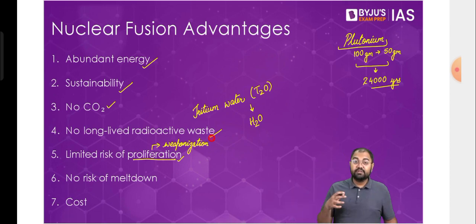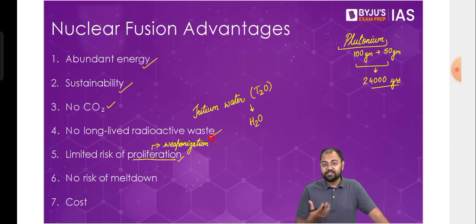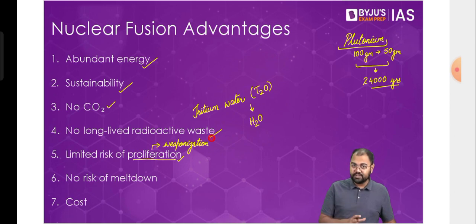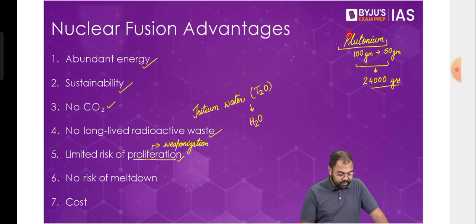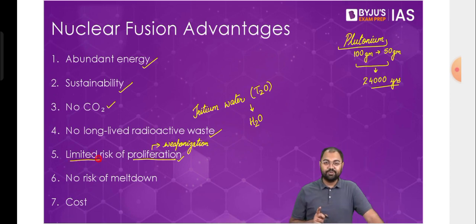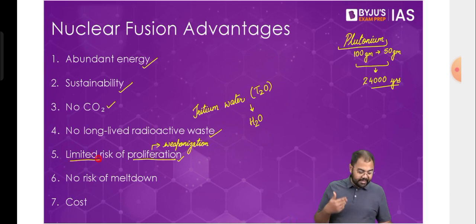So same process. The risk of proliferation is very high. Risk of weaponization is very high. Plutonium that is produced as a byproduct of nuclear fission can very easily be weaponized. Plutonium can be used as a nuclear weapon very easily. That kind of risk in the nuclear fusion process is pretty limited. But remember, limited. We are not saying no risk of proliferation. We are saying limited risk of proliferation. Doing that from the same process is difficult.